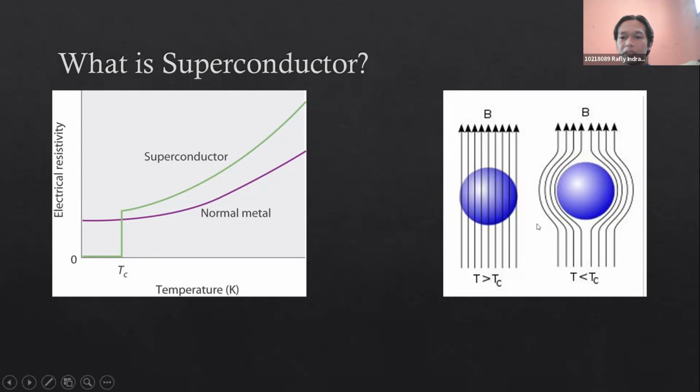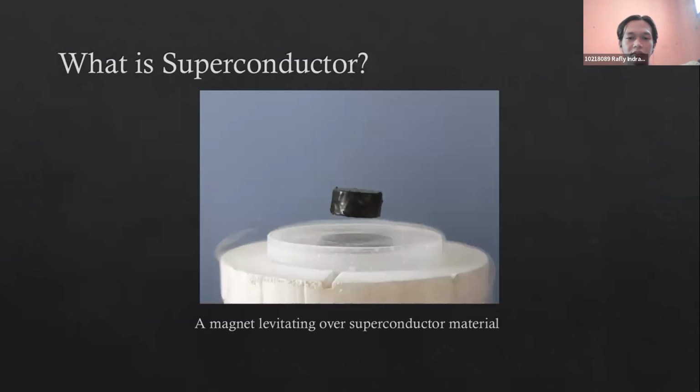is the Meissner effect, when the superconductor expels the magnetic field. Okay, this is an example of a magnet levitating over the superconductor material. The superconductor can lower the temperature with liquid nitrogen. So with liquid nitrogen, they can be very cold.